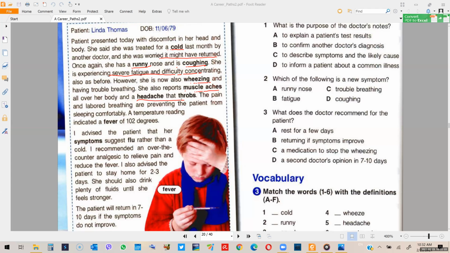The pain and laboured breathing are preventing the patient from sleeping comfortably. A temperature reading indicated a fever of 102 degrees. I advised the patient that her symptoms suggest flu rather than a cold. I recommended an over-the-counter analgesic to relieve pain and reduce the fever. I also advised the patient to stay home for 2 to 3 days. She should also drink plenty of fluids until she feels stronger. The patient will return in 7 to 10 days if the symptoms do not improve.